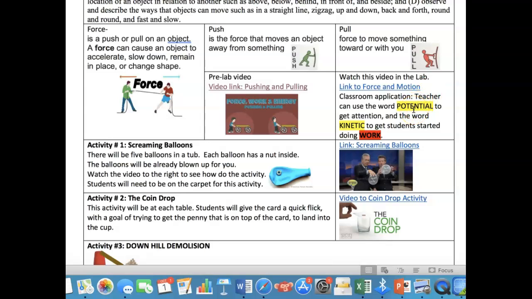For example, to get the students' attention, instead of saying class, class, and they respond with yes, yes, you could say potential, and they would say kinetic, and they would get started with their work. So knowing that kinetic energy gets work done, you can do that or not. I thought it might be something where you could reinforce those two new vocabulary words in with your everyday classroom procedures.